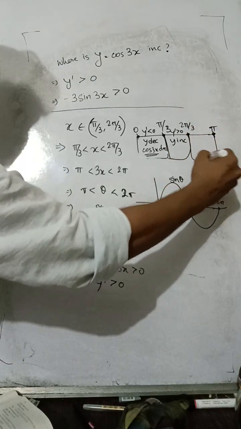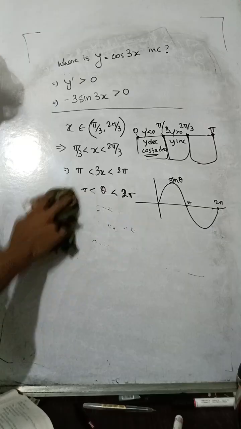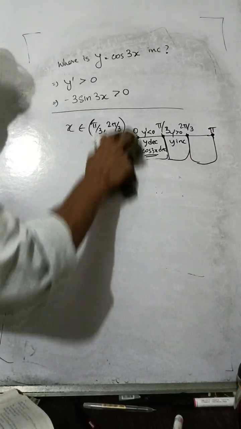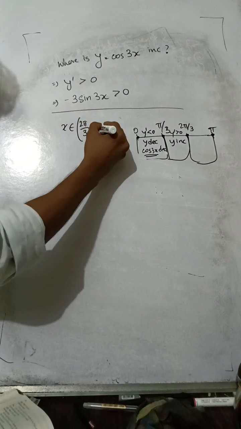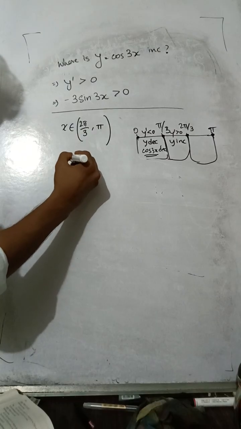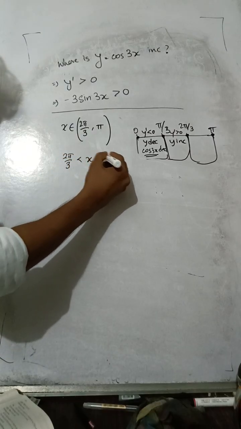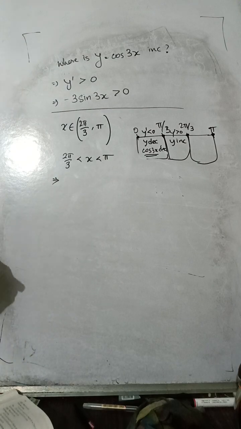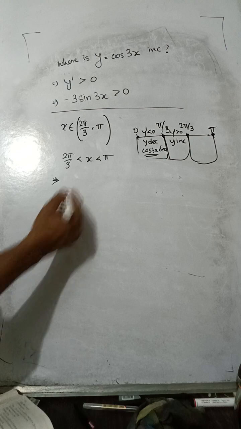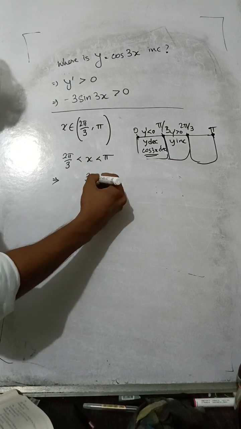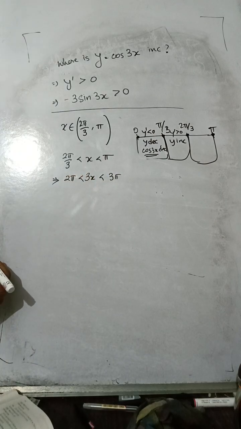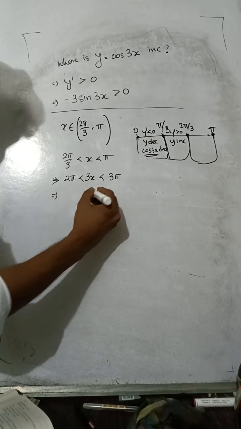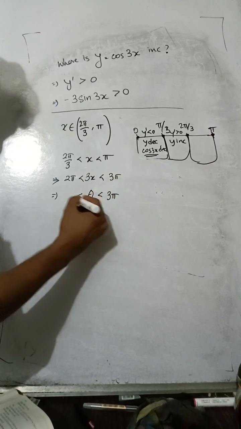What about this region? This is the third region. When x is between 2 pi by 3 and pi, what is happening? So what will be 3x? 3x will be between 2 pi and 3 pi. So theta is between 2 pi and 3 pi.